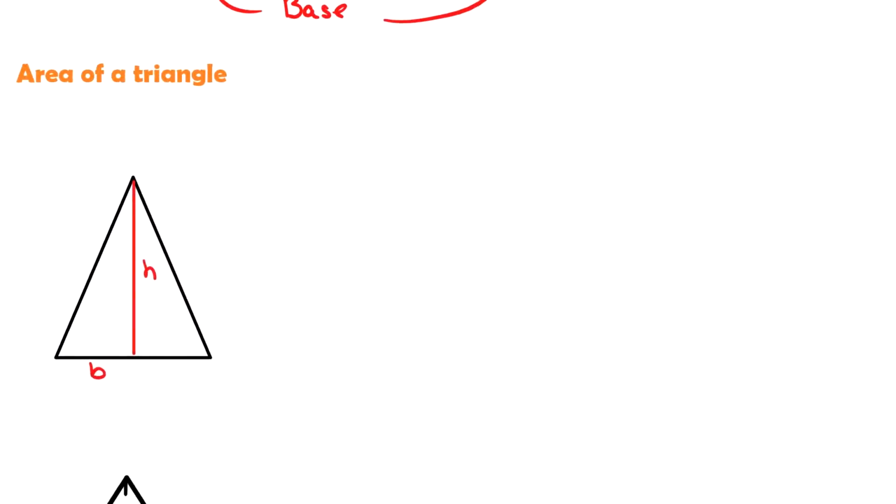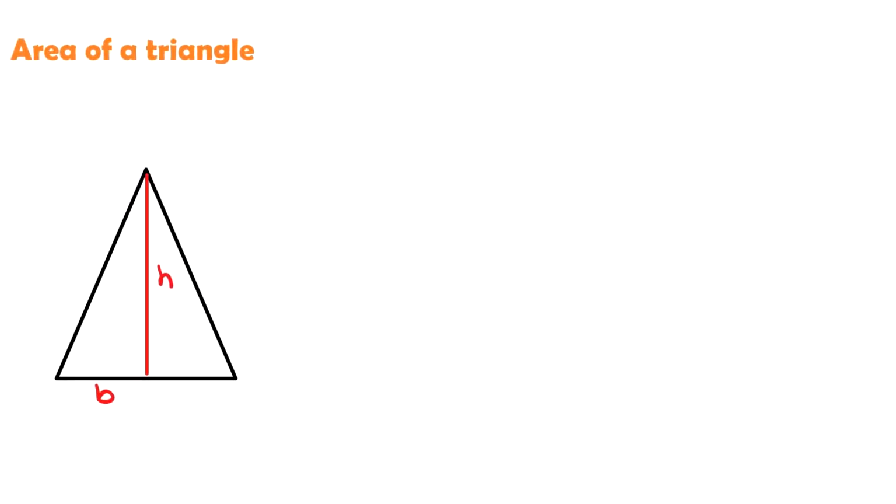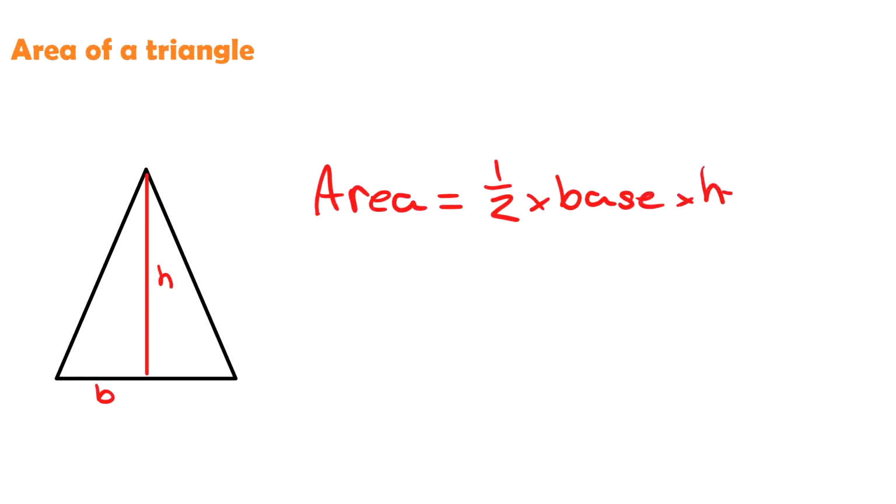So here we have our generic area of a triangle shape, just a normal triangle. And we know area is going to be half the base. Let me put the times in there. So half times the base times the height. Now you may have seen that before. So 1 over 2 BH. That's the general formula we use for finding the area of a triangle.